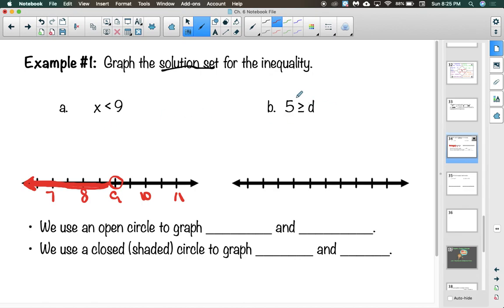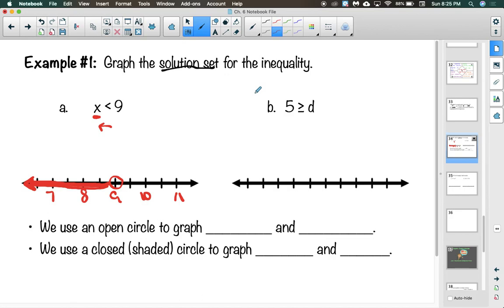Let's take a look at B. Let me go back to A for a second. So I knew that less than meant to shade to the left. I knew 7 and 8 were less than 9, but here's a little hack for you. As long as your variable comes first, you can look at your inequality sign and you can shade in whatever direction it points. So if your variable comes first, I can look at this less than sign and say, that points to the left, so I'm going to shade to the left. As long as your variable comes first, you can use that hack.